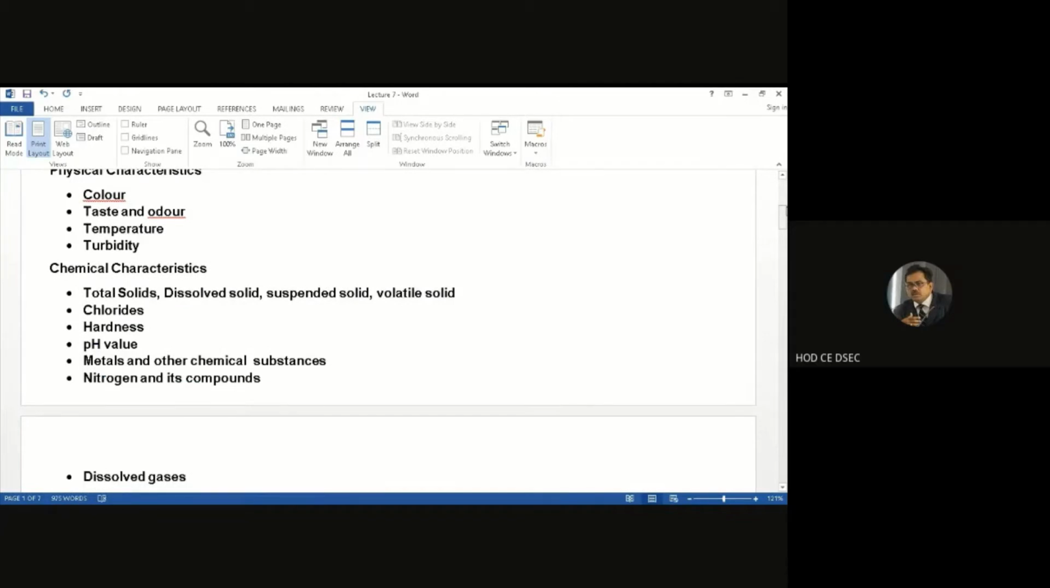Coming to the chemical characteristics of water: total solids, dissolved solids, suspended solids, volatile solids. What do you mean? That means the water content, how much solid. There also every parameter has some acceptable value, has some permissible value in the IS code. What are the acceptable values of the IS code?